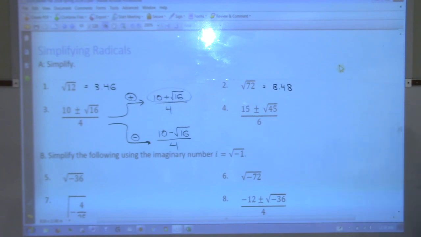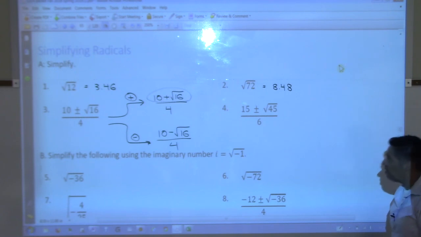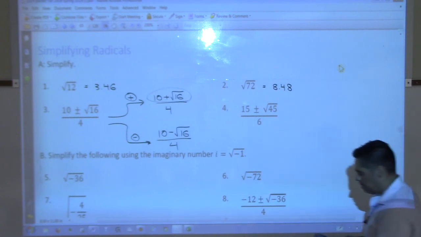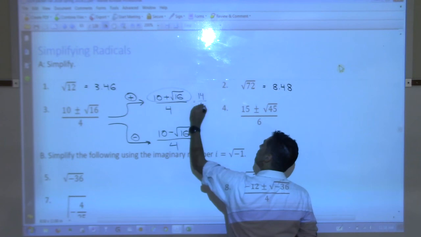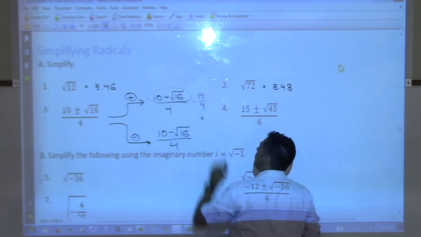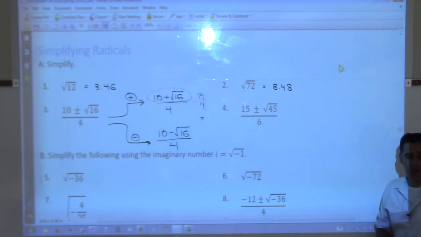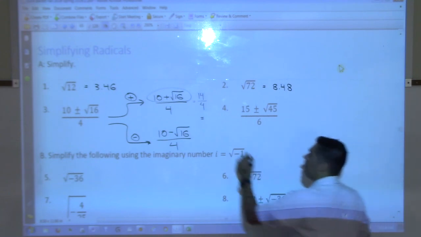So somebody want to volunteer? How about Miranda? I'll get you off the list here. What did you get for just the top, 10 plus root 16? 14? Okay, right? And then over 4, right? So when you do that, what are you getting on your calculator? 3.5. Did it give it to you as 3.5 or as a fraction? It did? Okay. So 3.5 here.